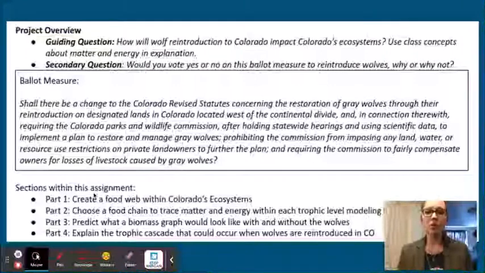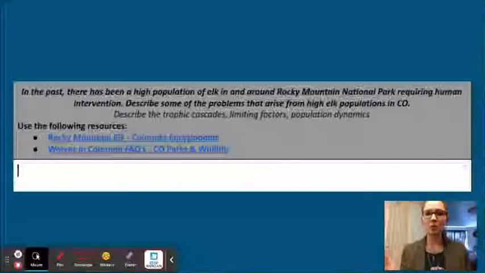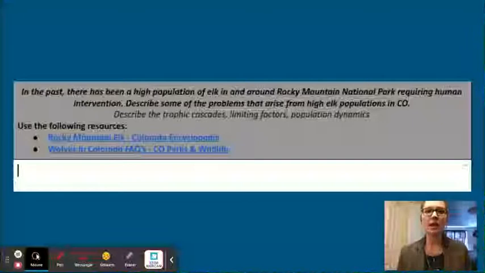And you are going to work through the different parts to answer the questions. That's the nice thing about this summative: you just have to make sure to answer all of the parts on your Google Doc. So the first part that you guys are going to answer is, in the past, there have been a high population of elk in and around Rocky Mountain National Park, requiring human intervention. So describe some of the problems that arise from high elk populations.